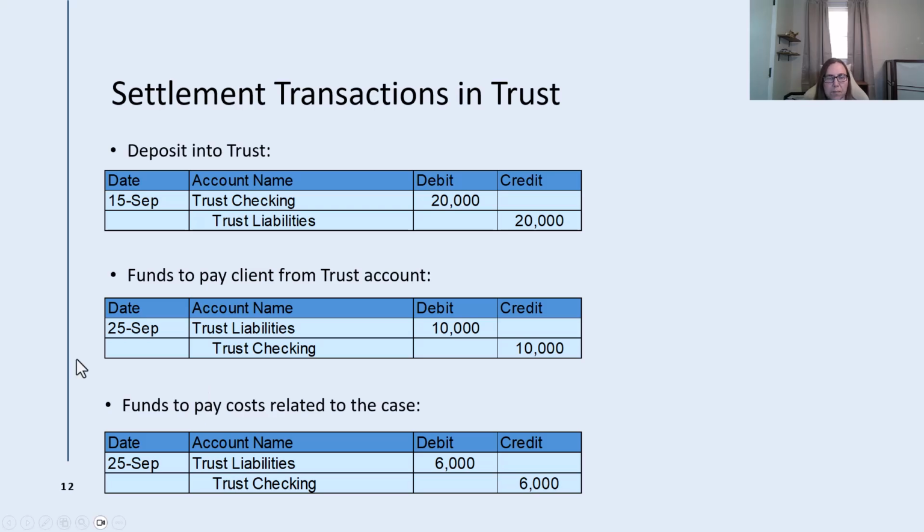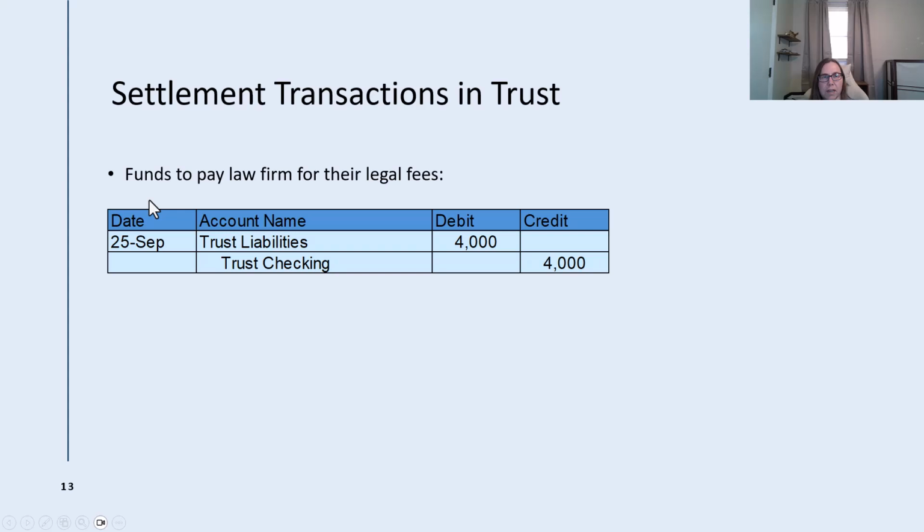lines. And notice the deposit is simply a debit to trust checking, credit to trust liabilities, and any money pulled out of that would be the opposite. You're debiting trust liabilities, you're crediting trust checking. So you're just subtracting back out of those exact same accounts.